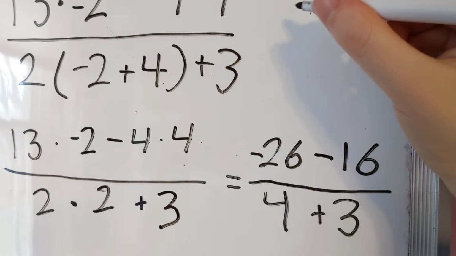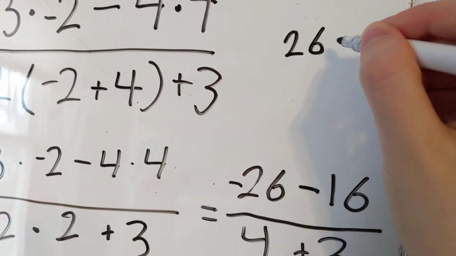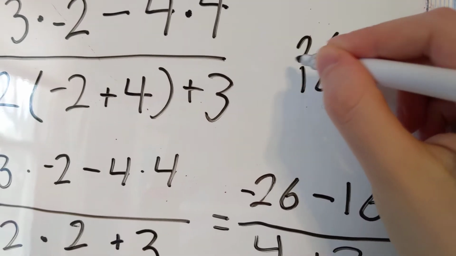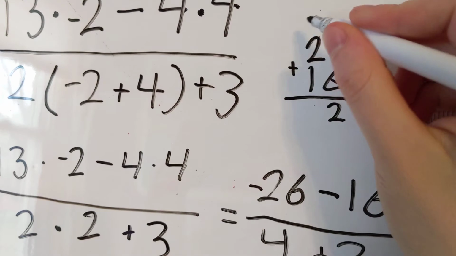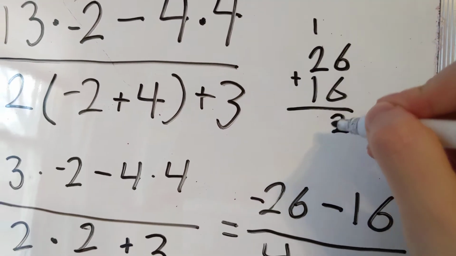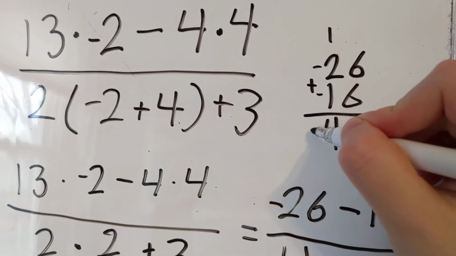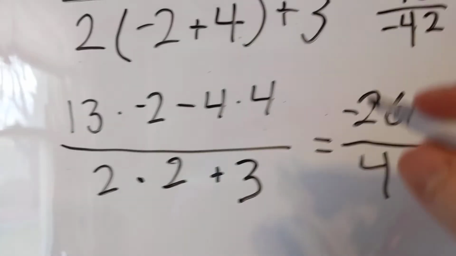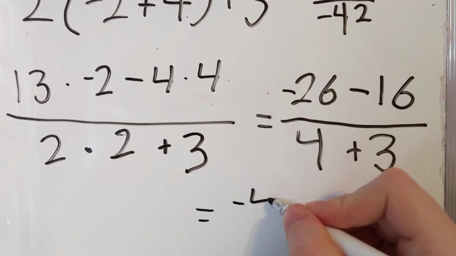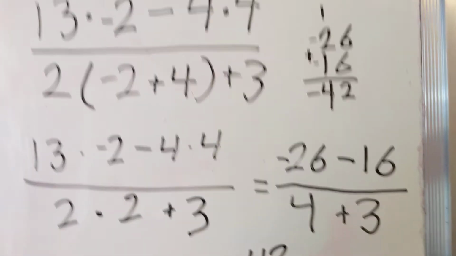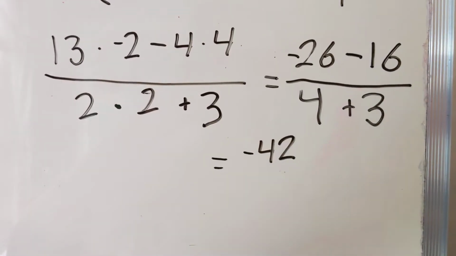So since they're both negative, that means our final answer will be negative. So if we just go ahead and add 26 plus 16, 6 plus 6 is 12, so we get our 2, carry the 1. 1 plus 2 plus 1 is 4. So we get 42. Since these were both negative, our final answer is negative. And so our numerator will be -42. And if you aren't comfortable doing that arithmetic by hand, you can go ahead and use a calculator for that. You should get the same answer.